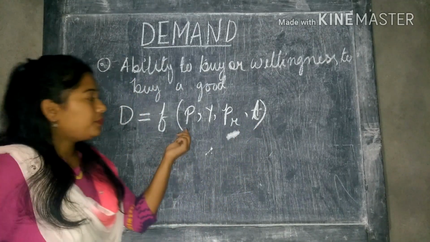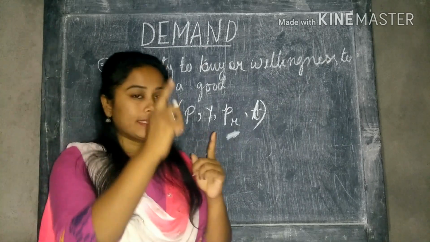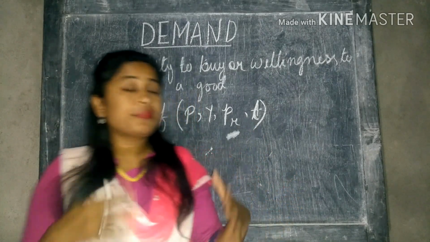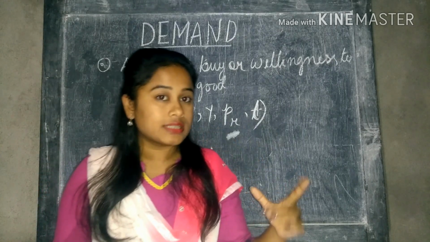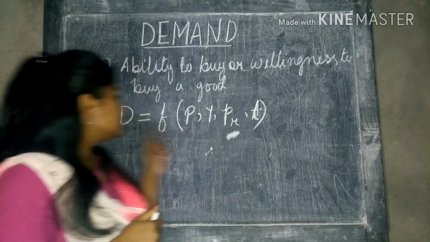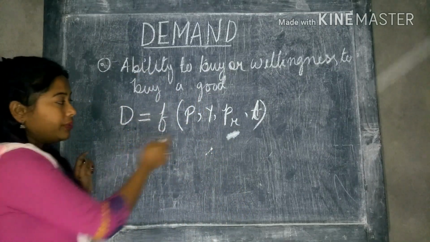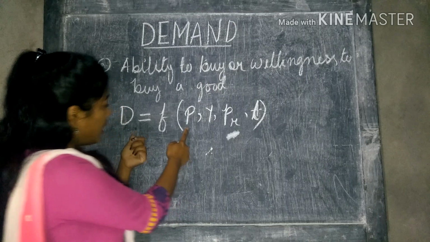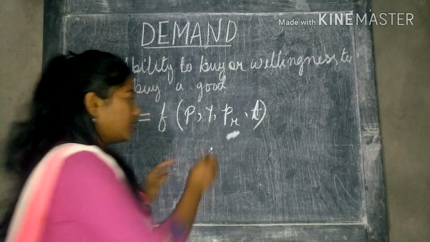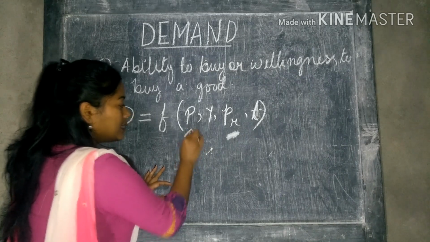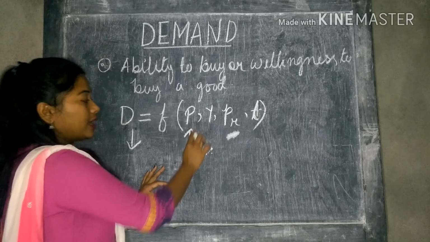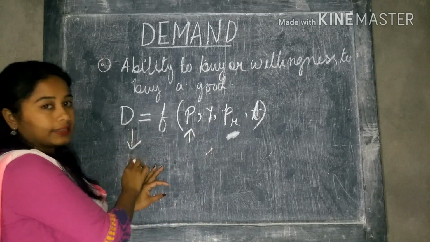Say, if the price of a commodity increases, then what happens? Then people will not buy that commodity because the price of that commodity has increased. So automatically the demand for such commodity will go down. That means price of a commodity and demand for a commodity have inverse relationship. If price increases, demand for that commodity will decrease. This is the sign of increase, this is the sign of decrease.